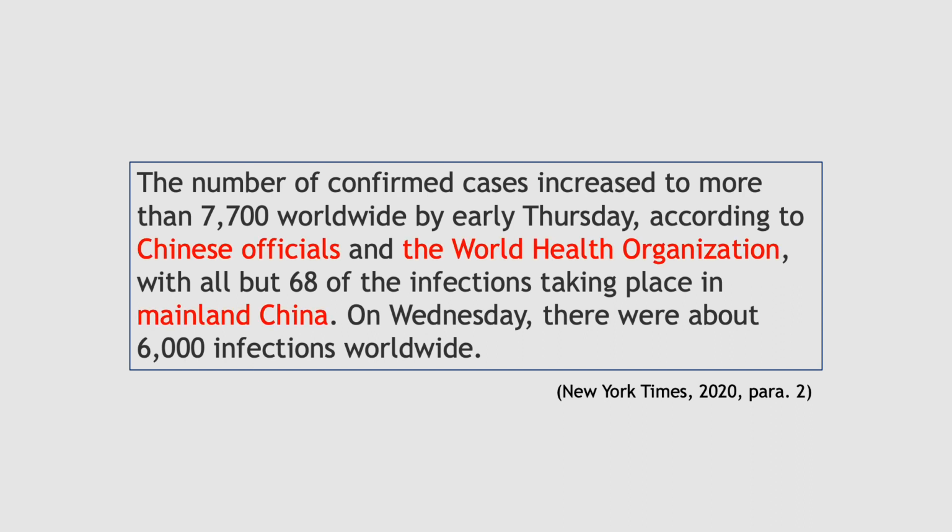So we have shorter noun phrases, either names of institutions, the World Health Organization, or those for classifying people, Chinese officials, and places, mainland China. A slightly more complex noun phrase will be in the first sentence, but it's not difficult to break it down into smaller parts.